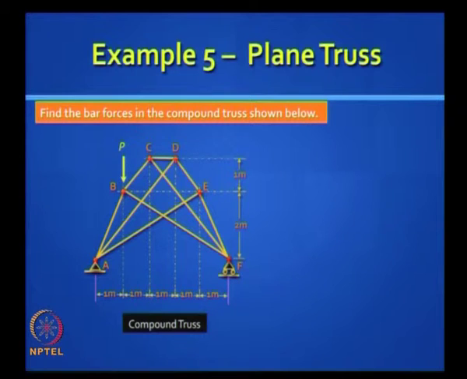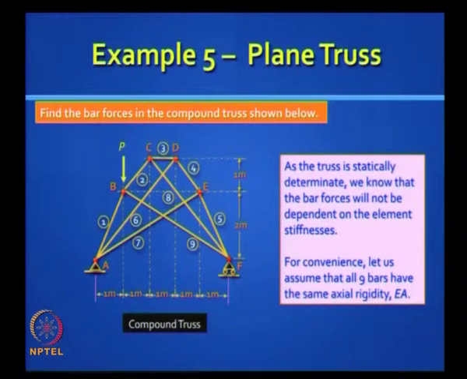This is a compound truss. Okay, we have done this, remember, in basic structural analysis. So we are now going to do it by the stiffness method, by the reduced element stiffness method. So how do we do it? Well, as a truss is statically determinate, how do we know it is statically determinate? You can also do that check, m plus r equal to 2j. We know that the bar forces will not be dependent on the element stiffnesses. Let us say the question here is just to find the bar forces, okay.